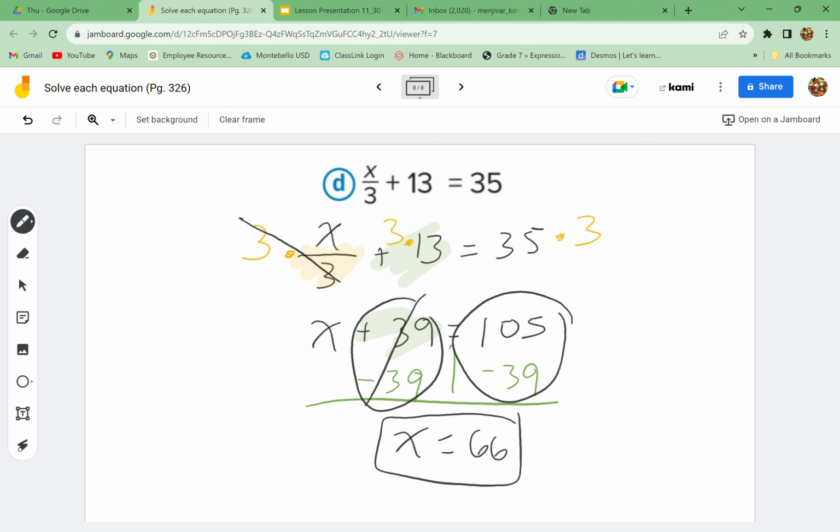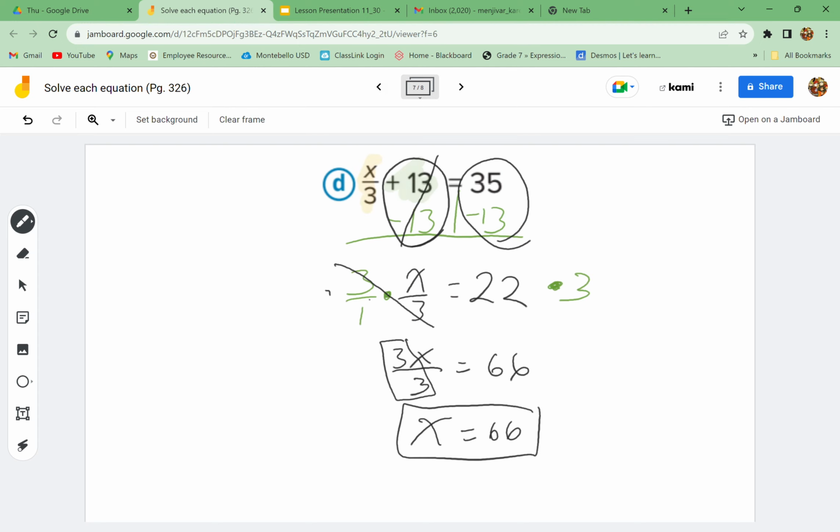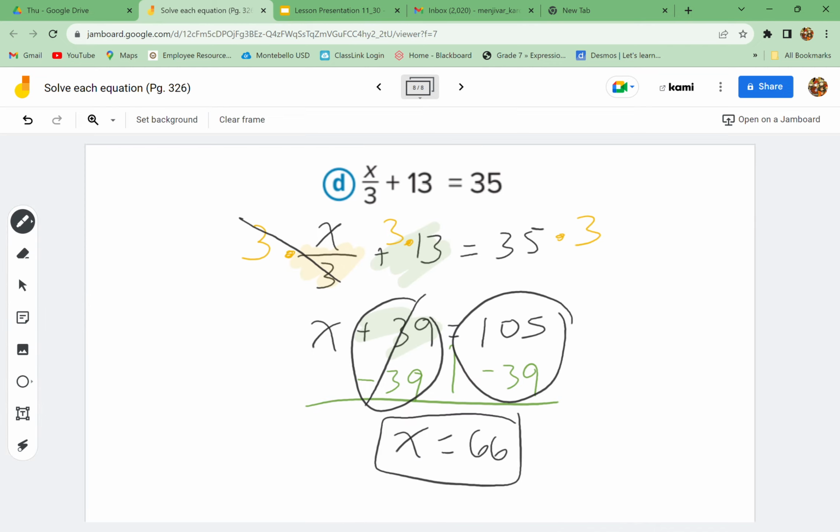So notice we got the same answer. We just approached it differently. So it's up to you which approach you would like to do.